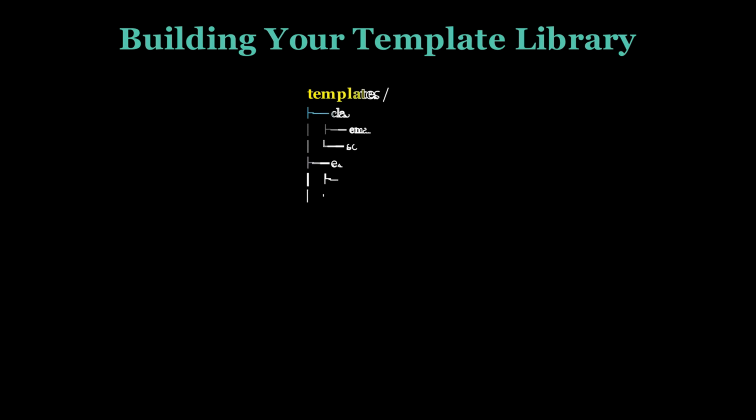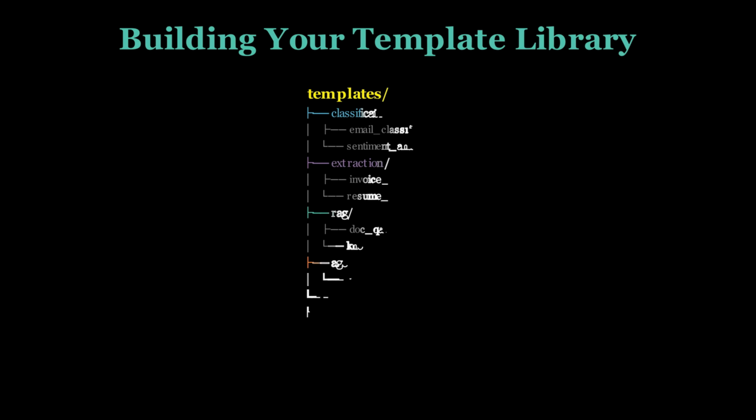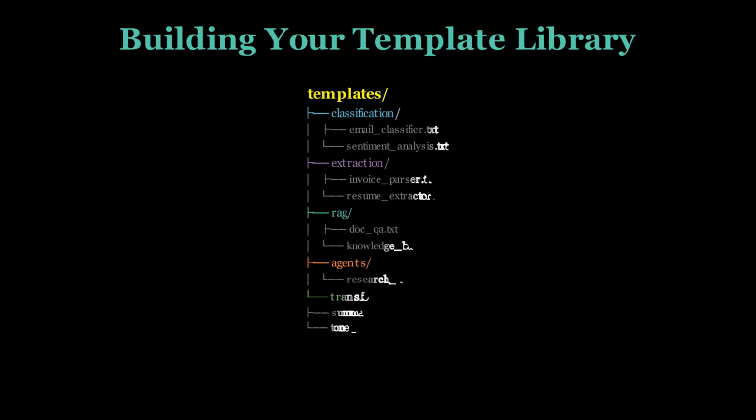The final step, building your personal template library. Here's how to organize it effectively. Organize templates by category. Classification folder. Extraction. RAG. Agents. Transformation. Within each, name files descriptively. Email classifier. Invoice parser. Doc QA. This structure makes templates easy to find and reuse.